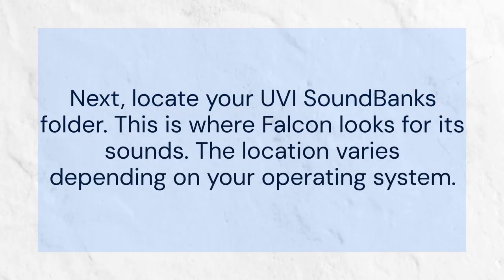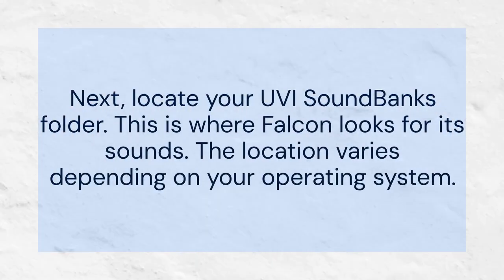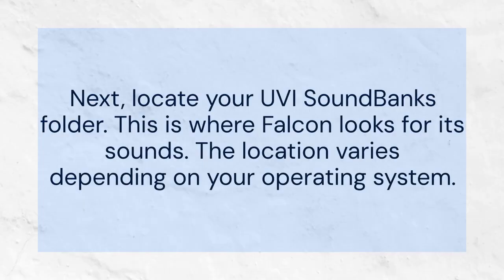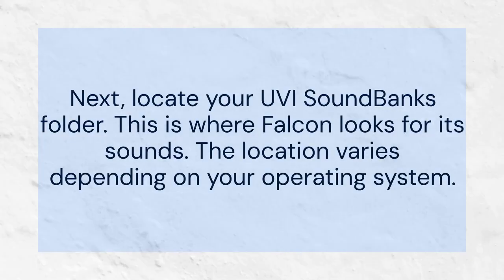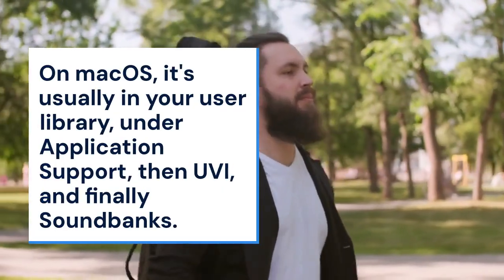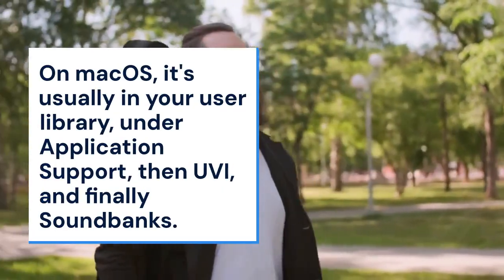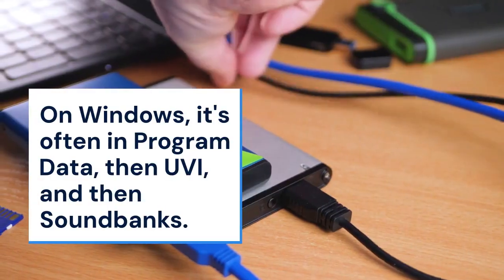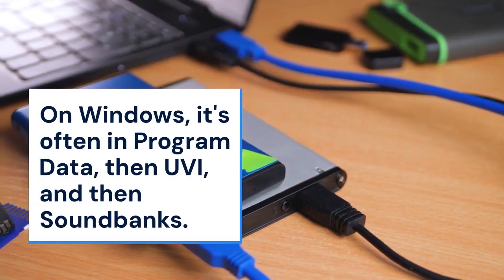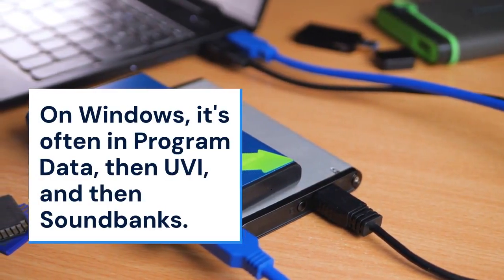Next, locate your UVI Soundbanks folder. This is where Falcon looks for its sounds. The location varies depending on your operating system. On macOS, it's usually in your user library, under Application Support, then UVI, and finally Soundbanks. On Windows, it's often in Program Data, then UVI, and then Soundbanks.